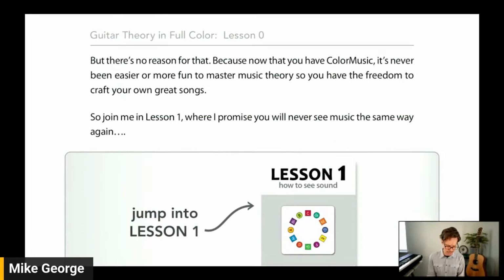But there's no reason for that, because now that you have color music, it's never been easier or more fun to master music theory, so you have the freedom to craft your own great songs. So join me in lesson 1, where I promise you will never see music the same way again.